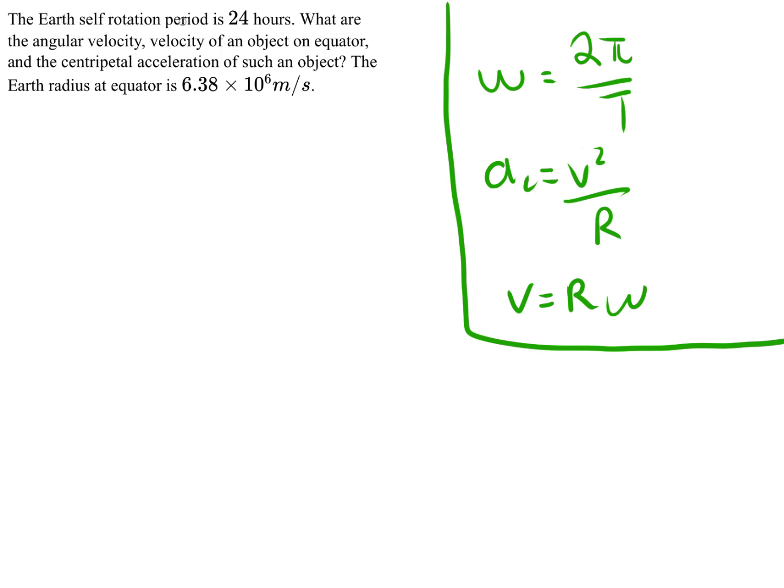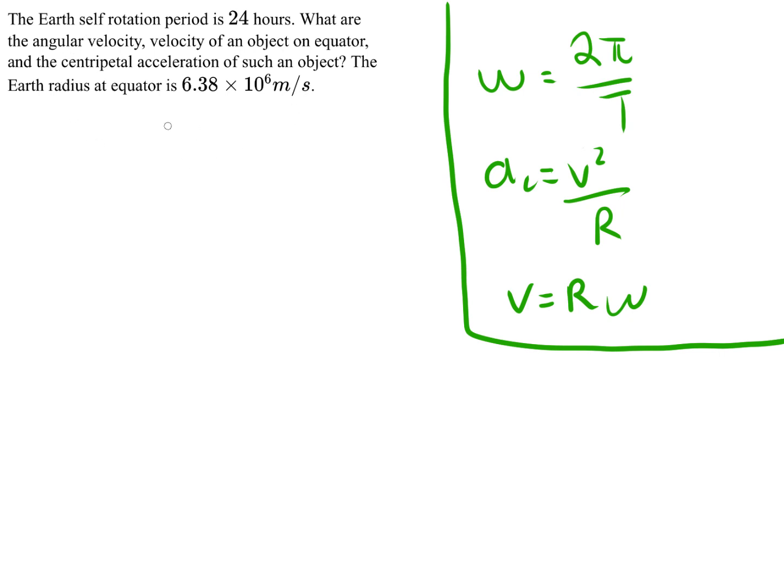The Earth's self-rotation period is 24 hours. What are the angular velocity, velocity of an object on the equator, and the centripetal acceleration of such an object? The Earth's radius at its equator is 6.38 times 10 to the 6 meters. This should not say meters per second, that's a little typo, so ignore the second.